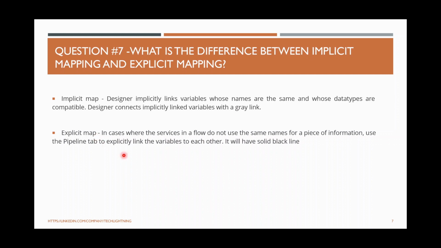So in that case we need to manually map it. That is called explicit mapping, and it will have a black line. When you map it, it will have a solid black line. I'll move on to the next question.